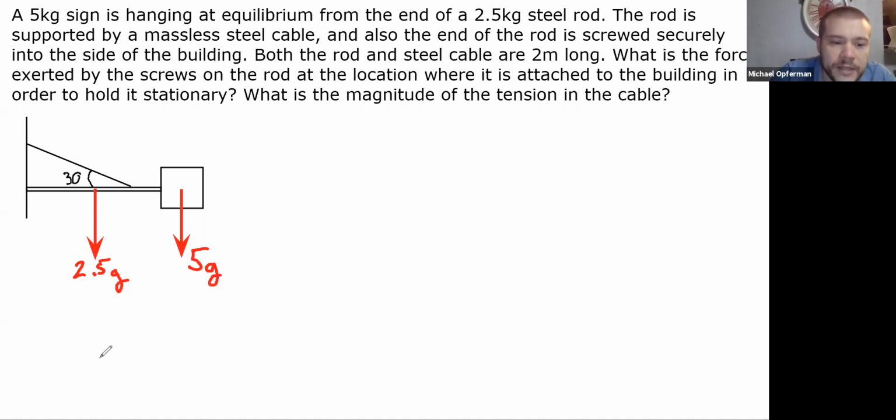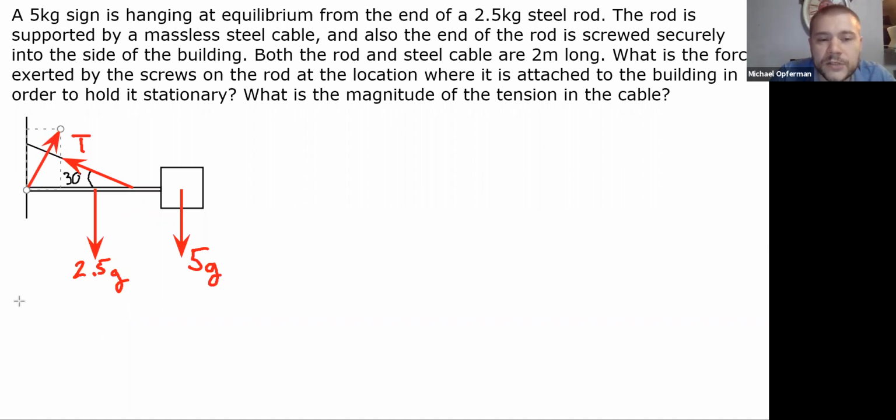We've got the tension in the cable. So that goes in the direction of the cable, but has an unknown magnitude, T. And then lastly, we have the force exerted by the screws on the rod. That force acts at the point where the rod is connected to the wall. We don't know anything about the magnitude or direction of that force, but you can probably guess, if you think about it for a minute, that that force is probably up and right somehow.